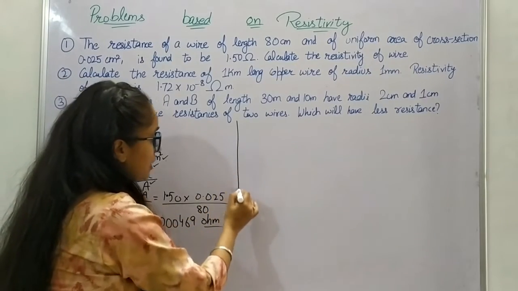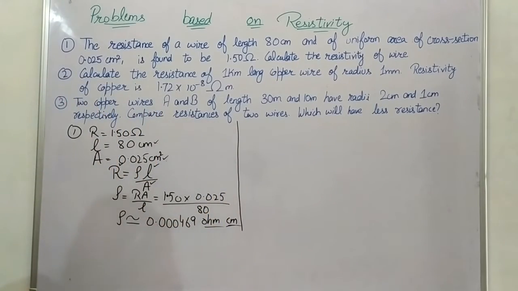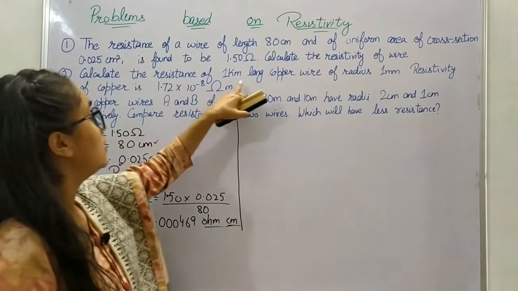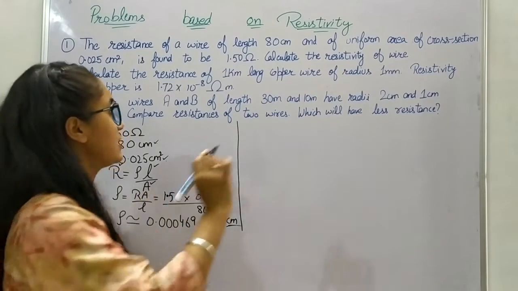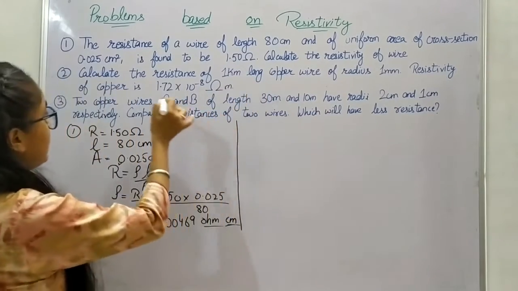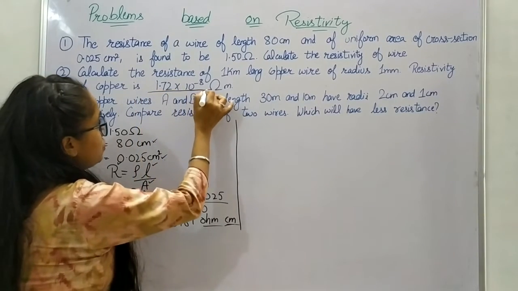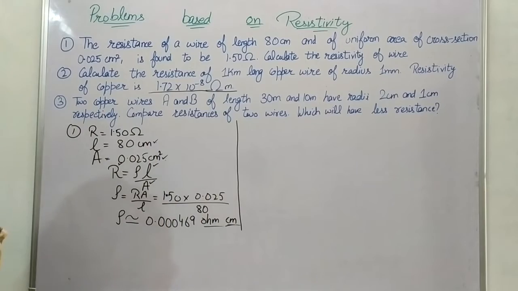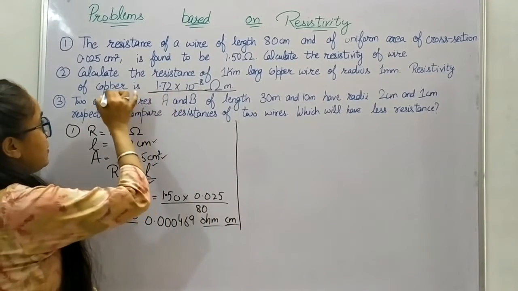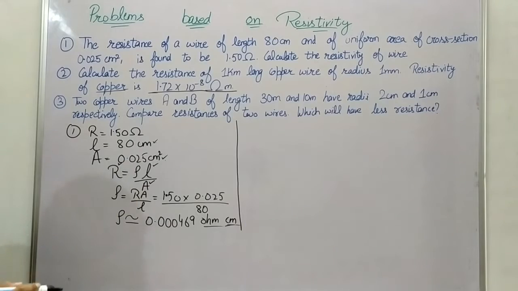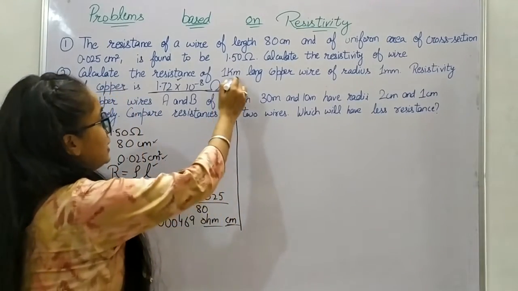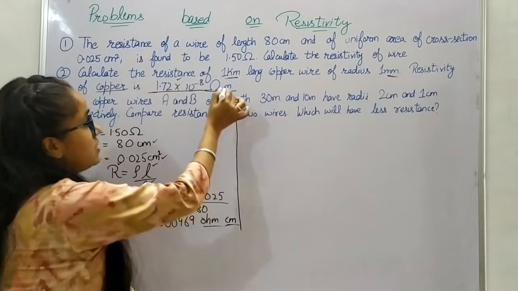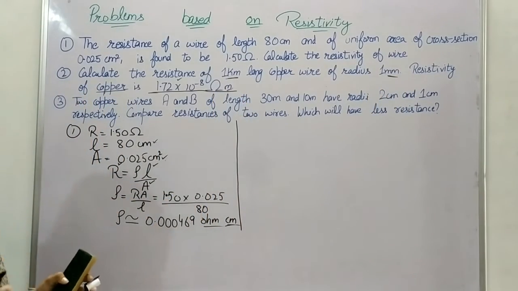Now let's move on to the second problem. In the second problem, dear students, we are provided with a 1 kilometer long copper wire. If you remember, we had discussed the resistivity of copper, which is 1.72 times 10 to the power negative 8 ohm meter. We have to calculate the resistance of that copper wire whose length is 1 kilometer and radius is 1 millimeter. Now these two units are completely different, and the resistivity is in meters, so we will have to convert.